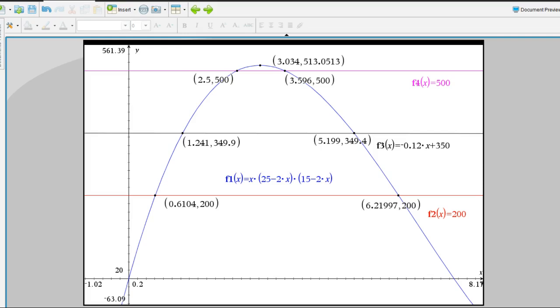Anyway, we intersect that line with the volume function, which is the cubic. And this is one of the intersections. It's 1.241. Here's the other, 5.199. That's about 1.24 and 5.20 if we round to the nearest hundredth.